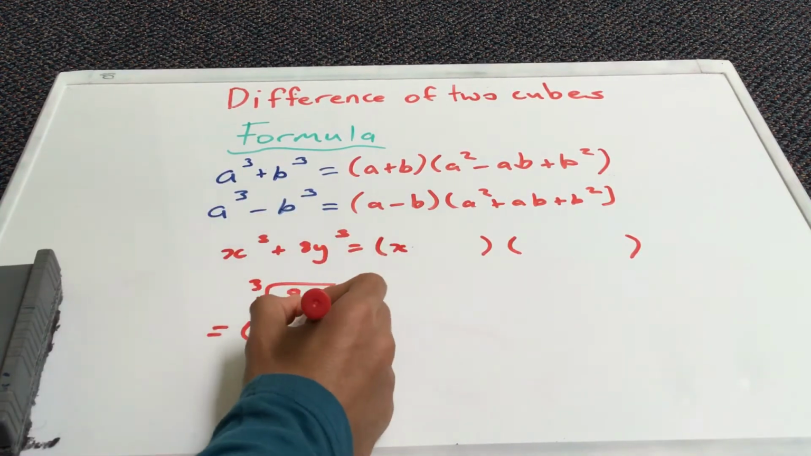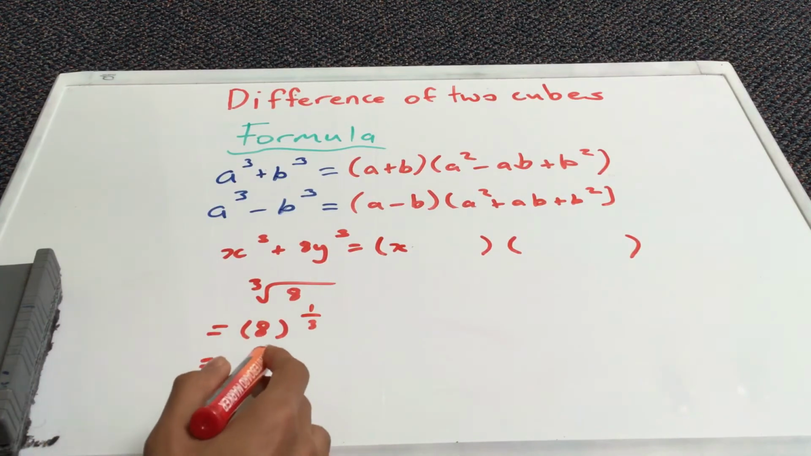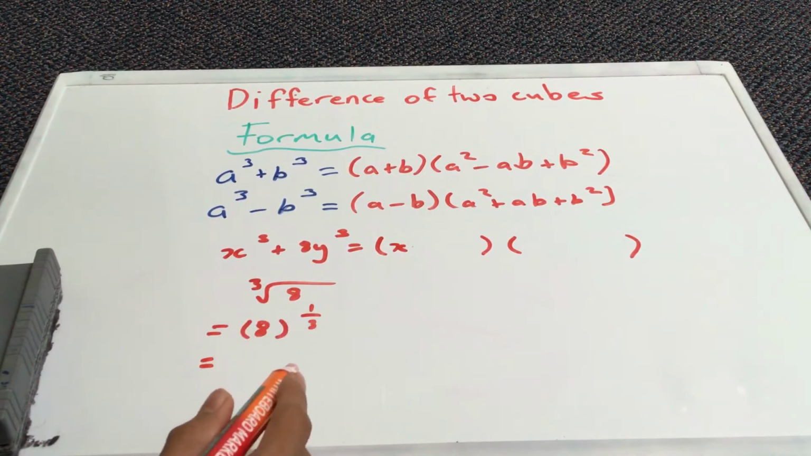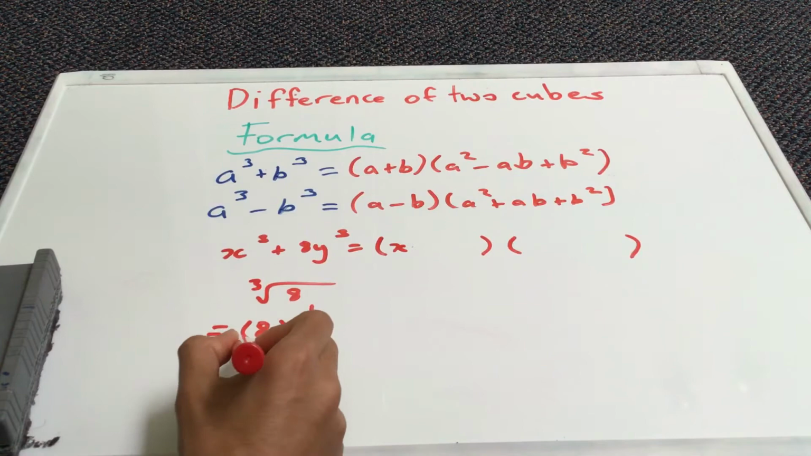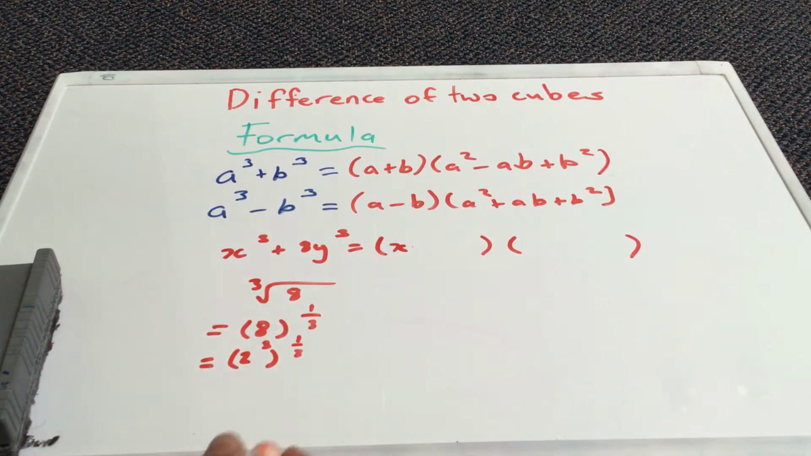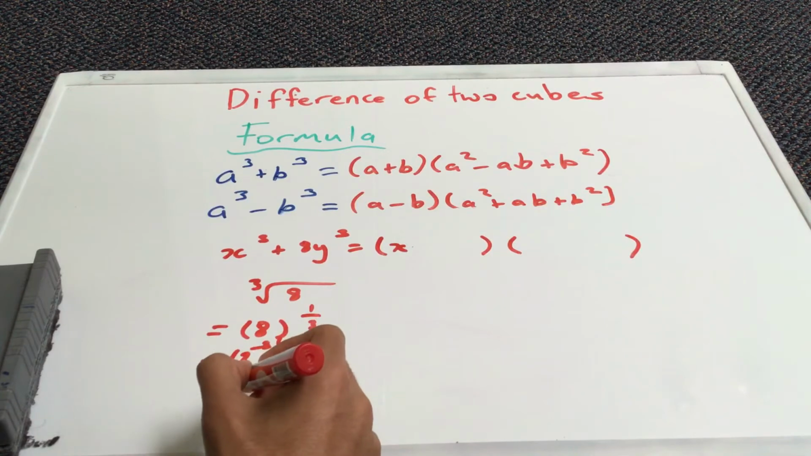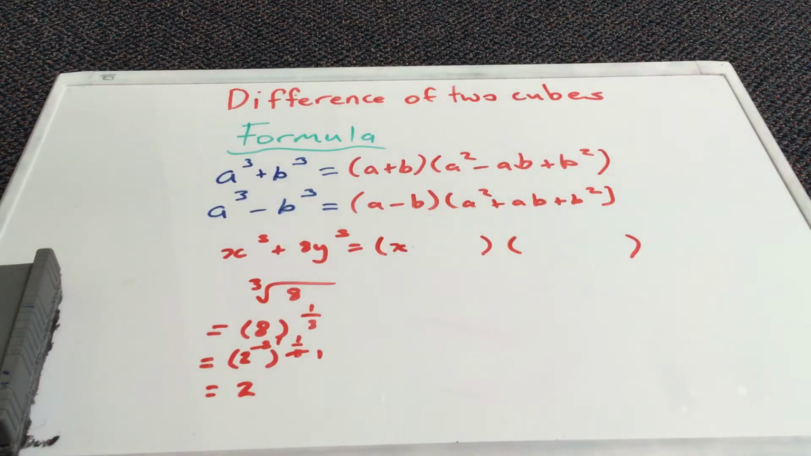So we write it like that. And so now, for this to work, you need your exponent to be the same as the denominator of our exponent. So we're going to write it as 2 to the power of 3 times 1 over 3. So now we can multiply and we can cancel out the exponent value and we should be left with 2. So that's basically how you solve a cube root.